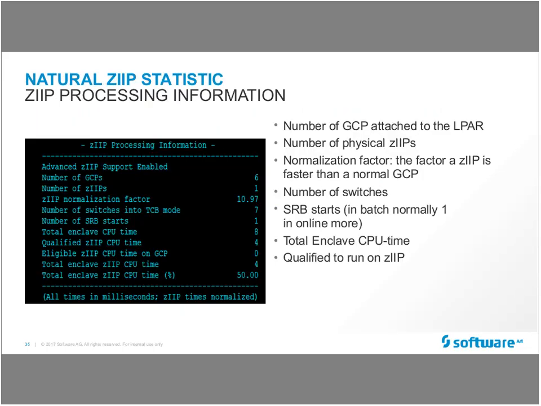This is what you get from the stat report when you do a trial or you already have the product implemented. I think Don showed you his. This is just an example, and on the right-hand side, it tells you what the different columns are. But basically, this is what we're trying to get to: the total enclave CPU time.